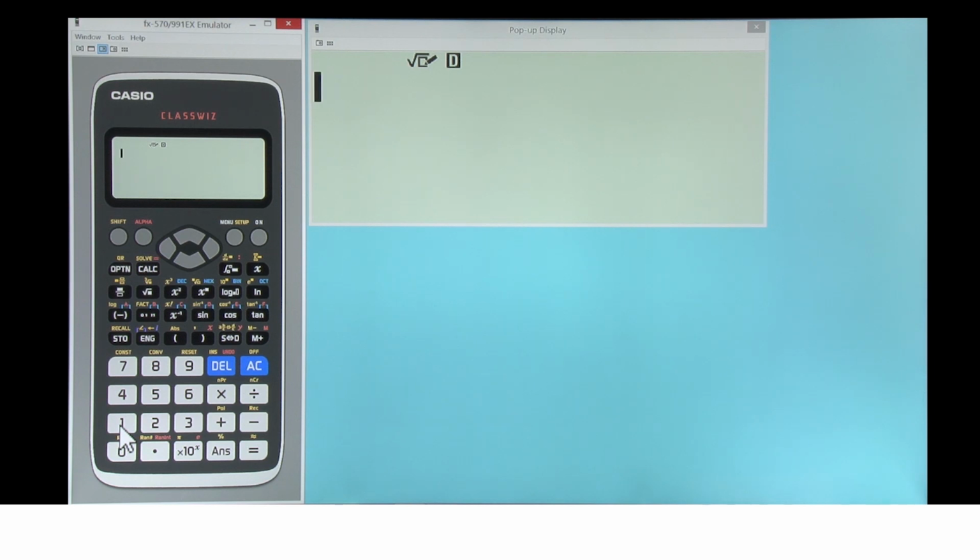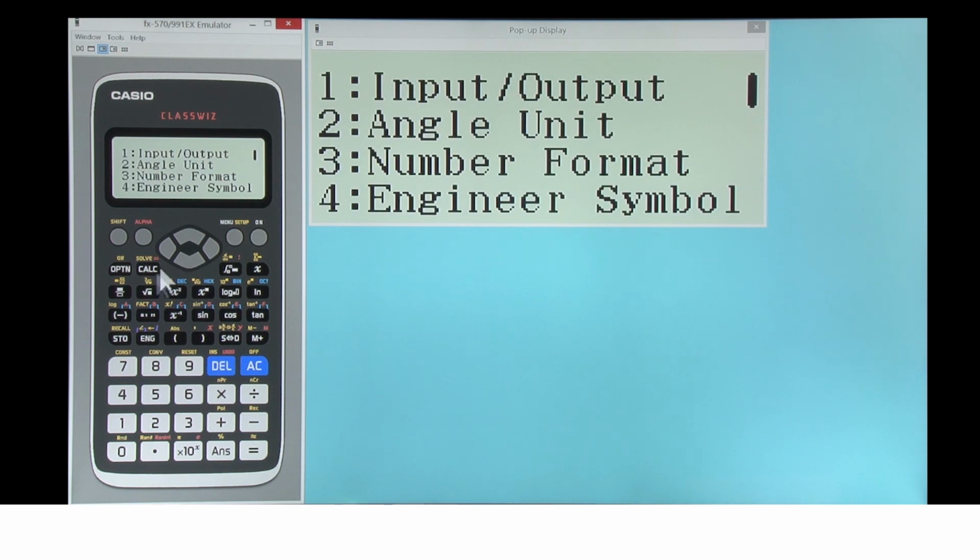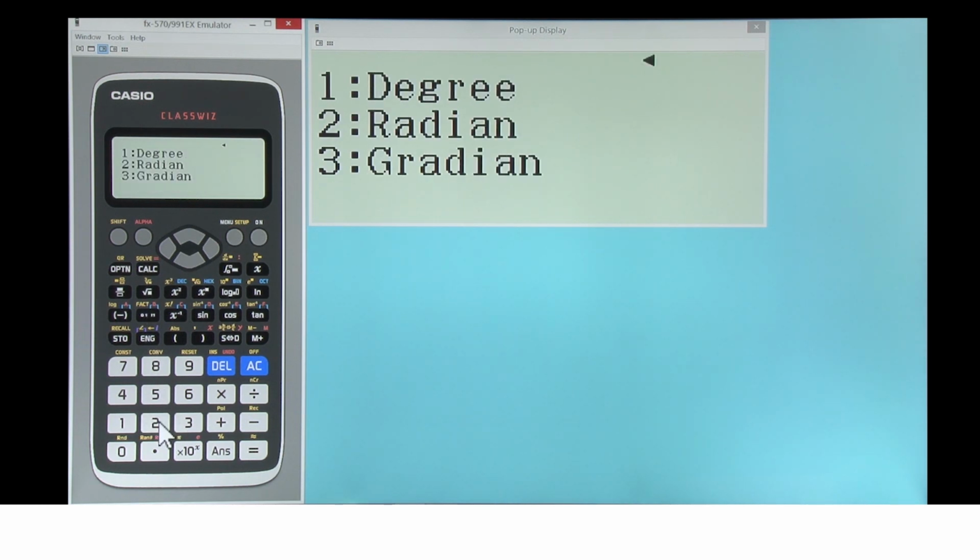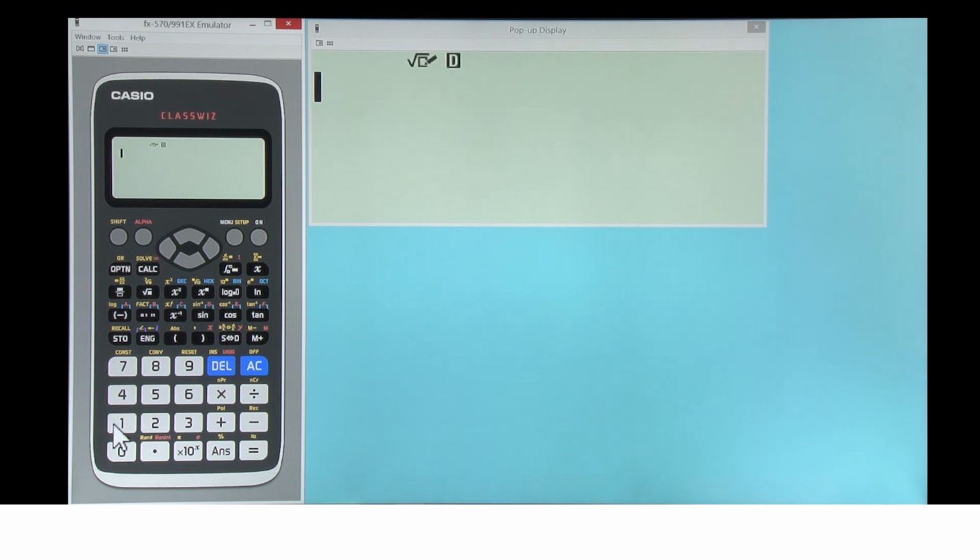Make sure that the angles are measured in degrees, as shown up here. To change the angle measurement, do Shift, Setup, number 2 for the angle unit, and choose number 1 for degrees. The small d symbol up here tells us that it's degrees.